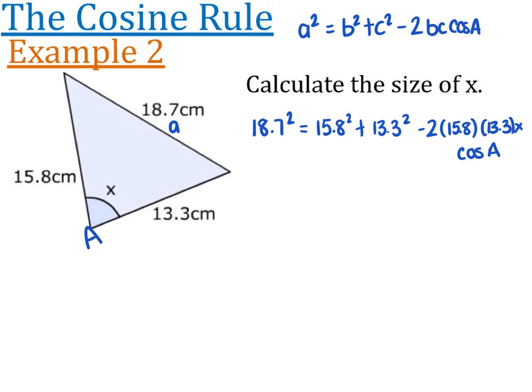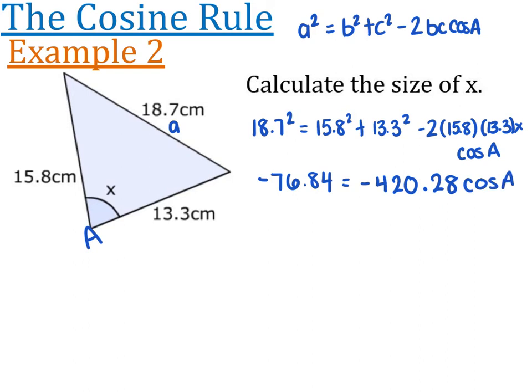All right, now I'm just going to put this into my calculator. I'm going to subtract the 15.8 squared and the 13.3 squared on the left-hand side. So I've got 18.7 squared minus 15.8 squared minus 13.3 squared. So I'm going to work that out, and it gives me, oh, not a horrible decimal. I get negative 76.84. And on the right, I've got 15.8 times 13.3 times by negative 2, which is negative 420.28 times by the cosine of A.